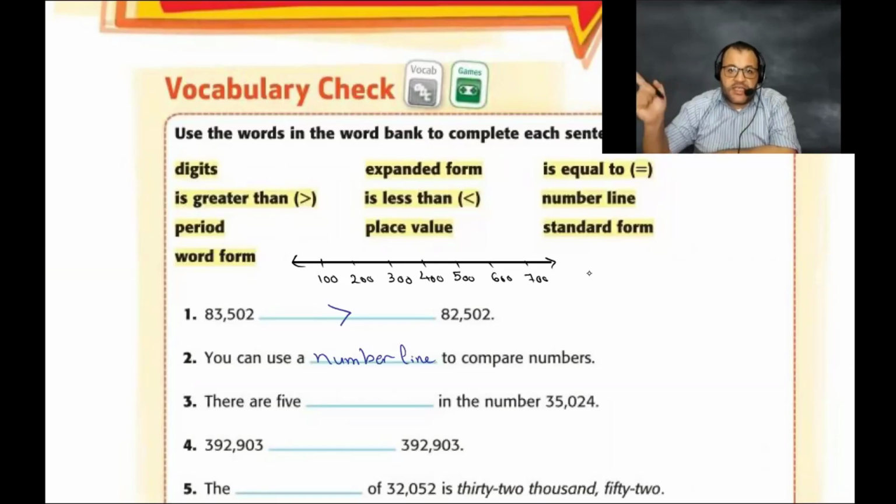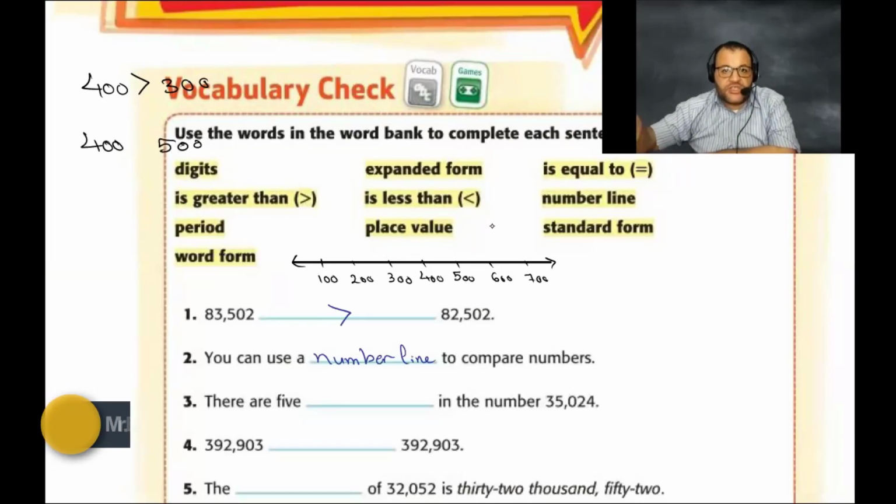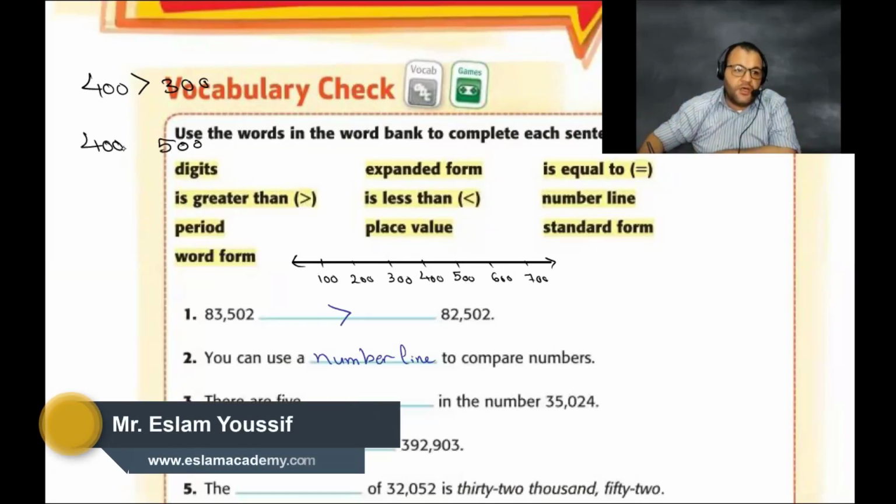If you need to compare between numbers, first look at the number line. If the number lies at the right, it means this number is greater than the number which lies at the left. If you compare 400 and 300, 400 is at the right of 300, so 400 is greater than 300. If you compare 400 and 500, 500 lies at the right. The number at the right is greater than the number at the left. So we use the number line to compare between the numbers.